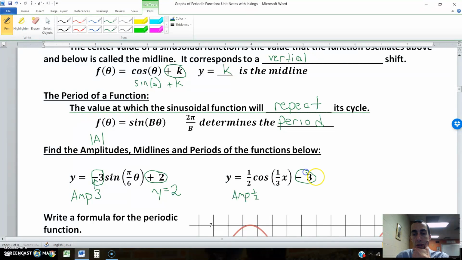This one here, it's got a -3 at the end. So this midline is going to drop down to -3. So that would be a translation down 3 units.